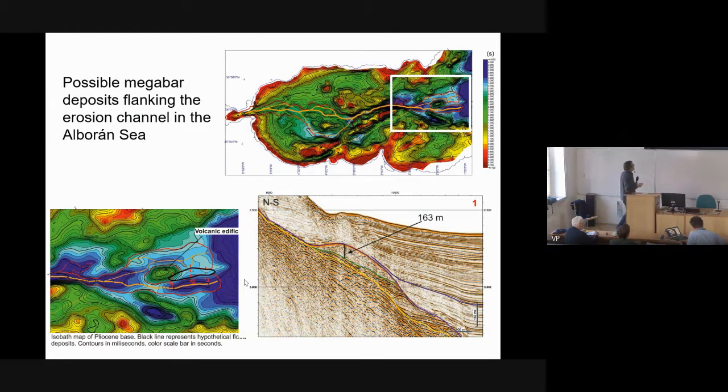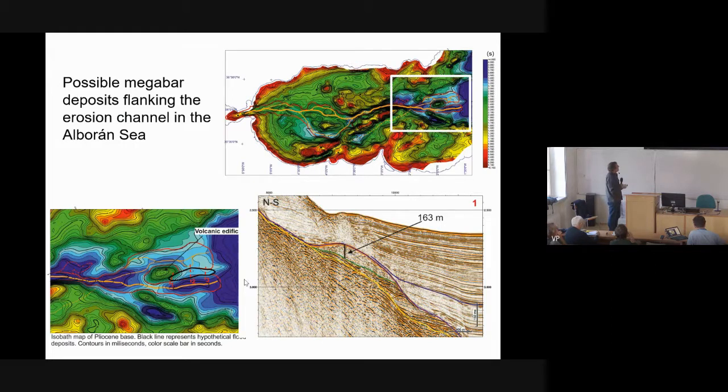And finally, another feature that we have found that might be linked to the Zanclean flood is the formation of this type of deposits. Here we are in the eastern Alboran Sea. Okay, so again, this is Spain, Africa. And in this area, there is this volcano building right in the middle of where the flood was meant to go along, just right in the middle of the path.